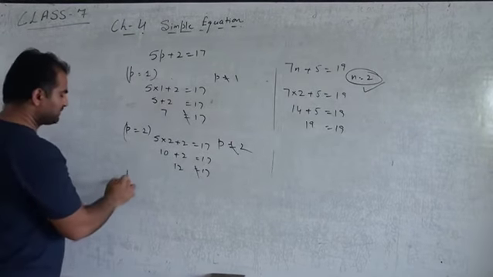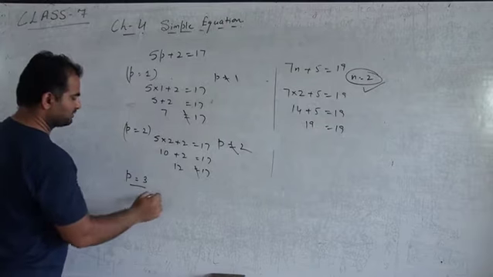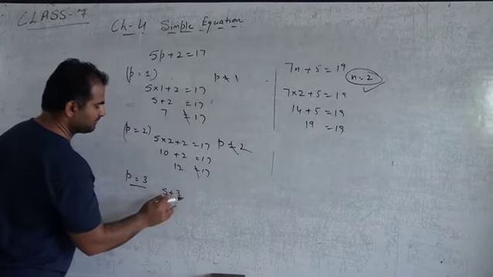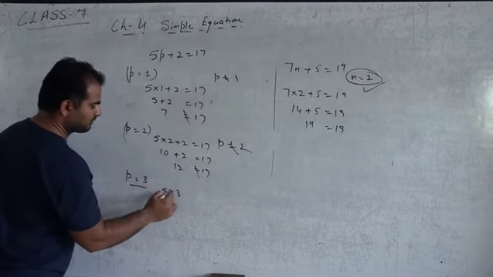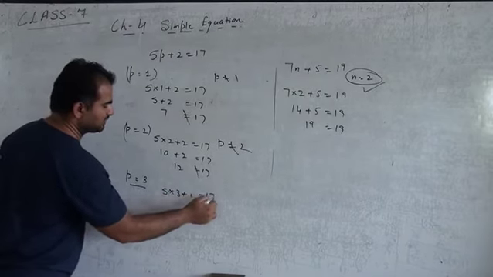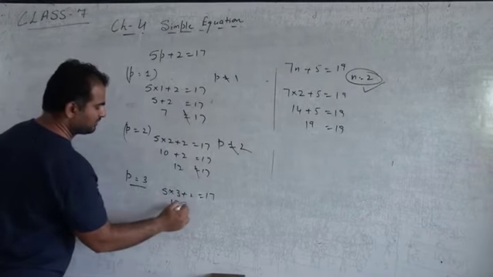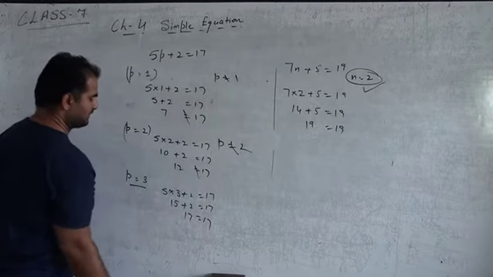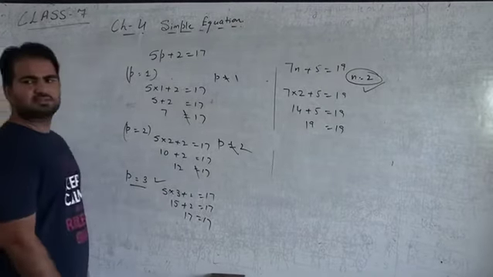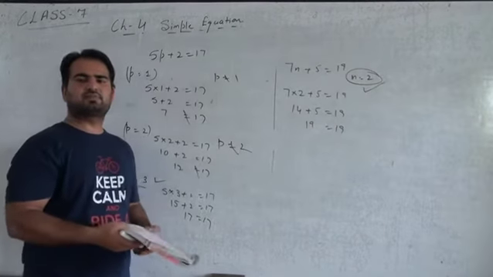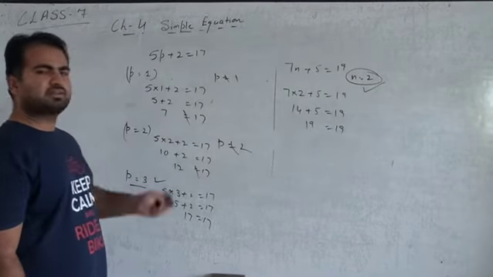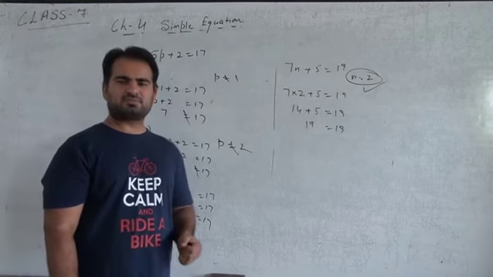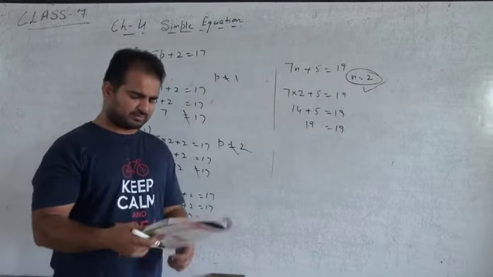Okay, on placing p equals to 3. So it will be 5 multiplied by 3 plus 2 equals 17. It will be 15 plus 2 equals to 17 and 17 equals to 17. Yes, p is equal to 3 is the final answer. Okay, this is the method how we can find the answers by trial and error method.